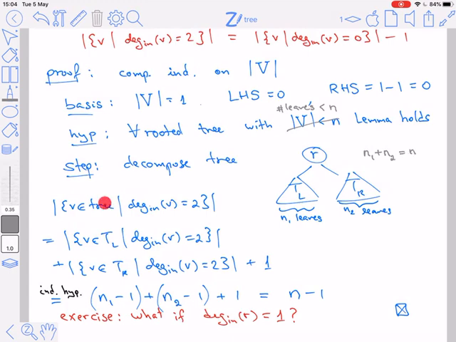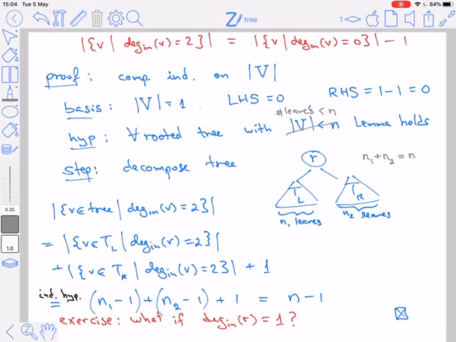Okay. So the number of vertices of integrity 2 in the whole tree equals the number of vertices of integrity 2 in the left subtree, plus the number in the right subtree, plus 1, because you have the root over here. You have to count that as well. By the induction hypothesis applied to TL and TR, the cardinality of this set is n1 minus 1, the cardinality of this set is n2 minus 1, and we have this 1, and we know that n1 plus n2 equals n, and we get what we wanted to prove.